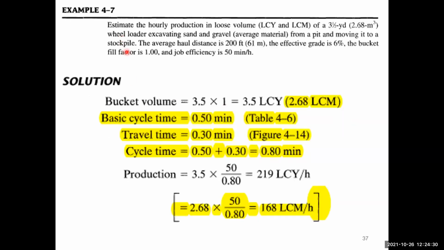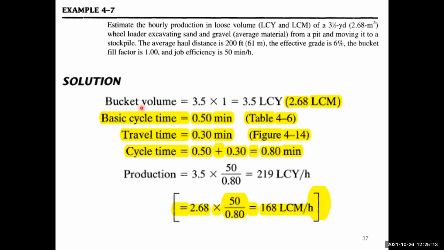Okay, so one of the examples related to this is: estimate the hourly production in loose volume, LCY or LCM, of a 2.68 cubic meter wheel loader excavating sand and gravel, which is called an average material, from a pit and moving it to a stockpile. The average haul distance is 61 meters. The effective grade is 6%. The bucket fill factor is 1, and the job efficiency is 50 minutes per hour.